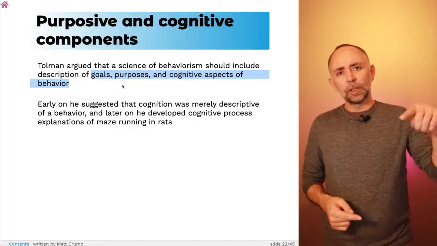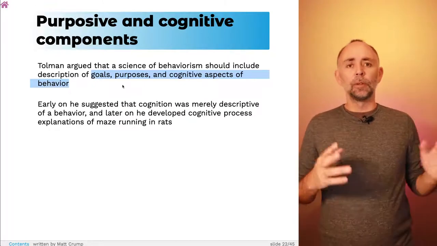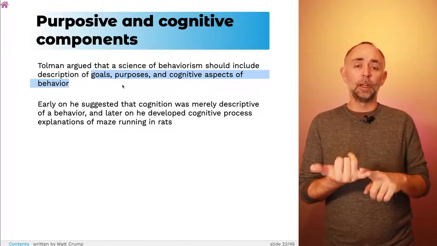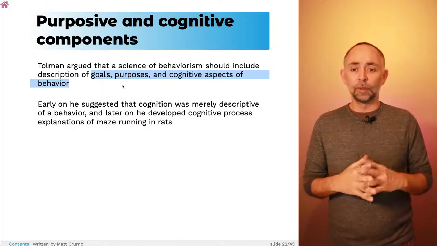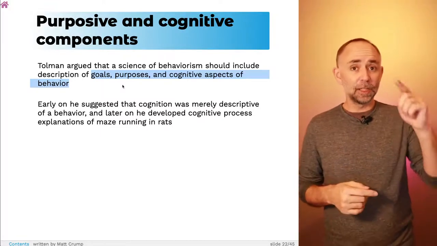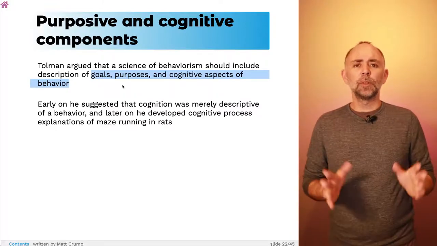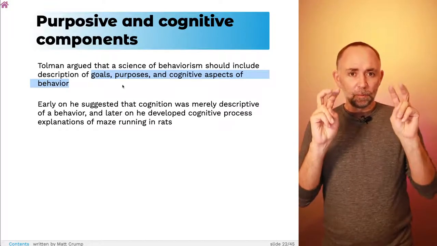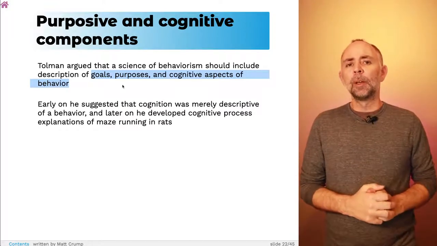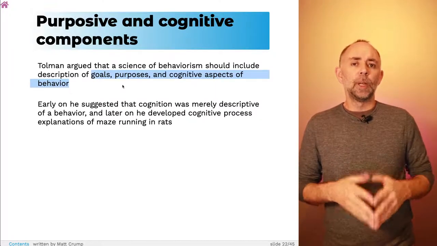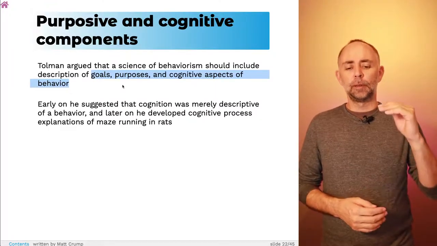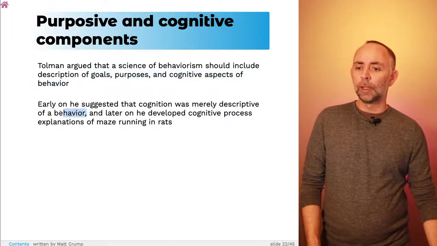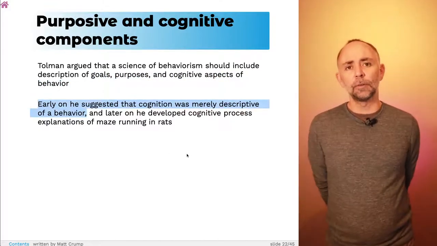So for example, let's say you saw an animal running around looking for something to eat. It could be useful to say the animal is hungry and searching for something to eat, and even making decisions about where to look. And this would not imply anything about what's going on in the black box of the animal, so to speak, but the words we are using would be helpful in describing the actual behavior. That's what he argued for early in his career.